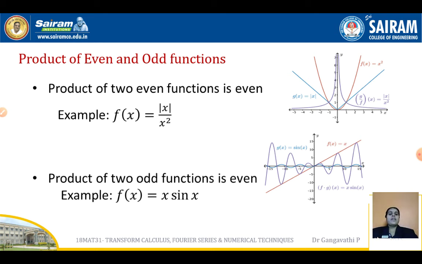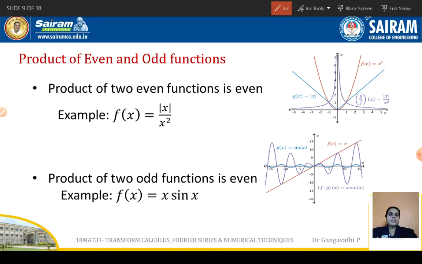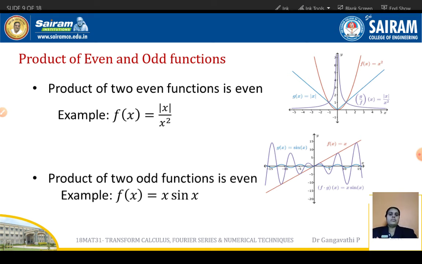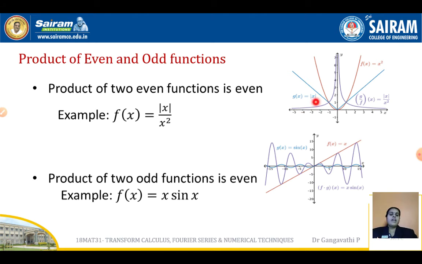You can observe the graph here. This is the graph of the product of two even functions. One is this even function and the other one is this. So the product of two even functions remains an even function itself.